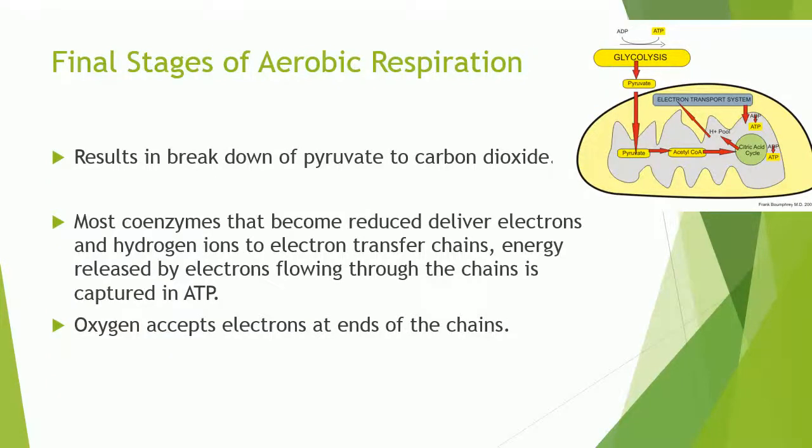Final stages of aerobic respiration is going to result in the breakdown of pyruvate to carbon dioxide. So most coenzymes that become reduced deliver electrons and hydrogen ions to the electron transfer chain. So what does that mean? It means in all those reactions, there's an electron transfer chain, like we've talked about before. And they're going to be delivering electrons and hydrogen ions to help make all of this happen. And then the energy gets released by the electrons flowing through the electron transfer chain, and it's captured by ATP. Oxygen accepts electrons at the end of the chains.